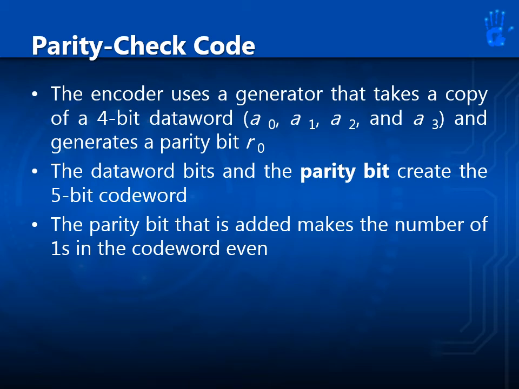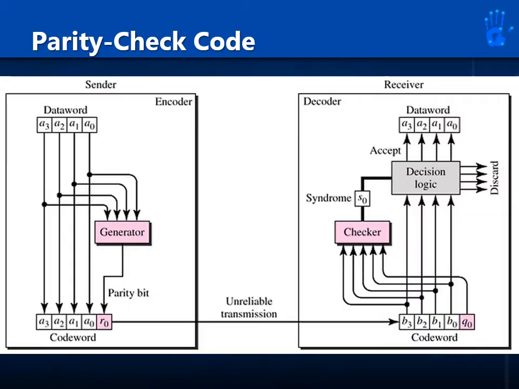The encoder uses a generator that takes a copy of a 4-bit data word. The 4 bits will have the labels A sub 0, A sub 1, A sub 2, and A sub 3, depending on which position the bits are placed in, and generates a parity bit R sub 0. The data word bits and the parity bit create the 5-bit code word. This is where n came from, n equals 5. The parity bit that is added makes the number of ones in the code word even. This is a simple block diagram for the parity check code.